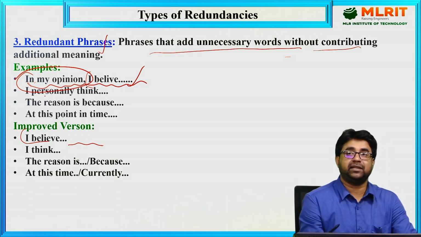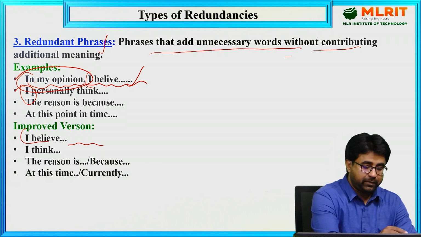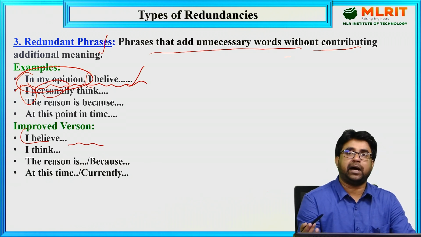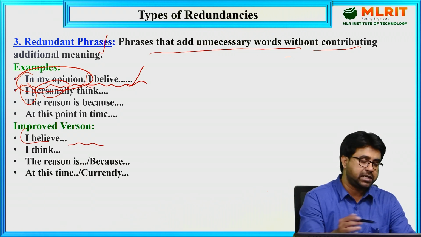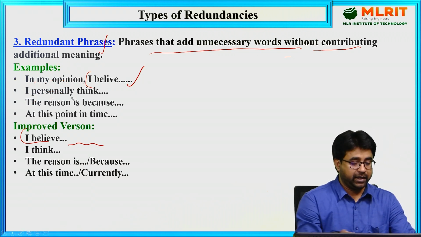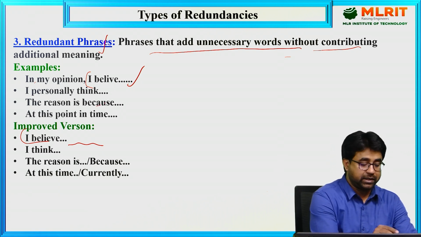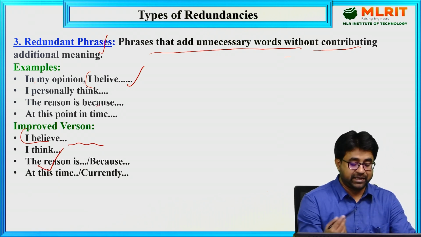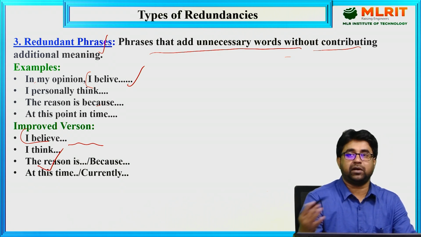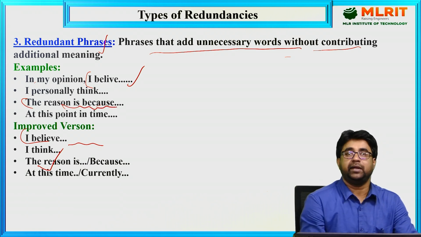Similarly, I personally think. When you are saying I, that means personally is implied. No one else can think on your behalf, right? You are thinking it personally only, so it's not required to say personally. You can simply say I think. Fine. Similarly, the reason is because. Instead of saying the reason is because, you have to simply say the reason is that, or because. You don't say the reason is because. This is an example of redundancy.